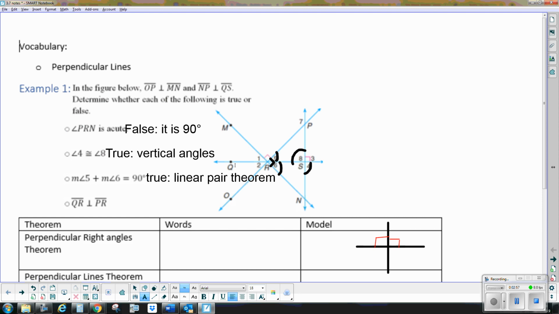And then the last statement is QR is perpendicular to PR. So let's look at QR, it's right here. Is that perpendicular to PR? If it was, this would have to be 90 degrees, which it's not. We know that it's not 90 degrees because we know that MRP is 90 degrees. So this last statement is false.